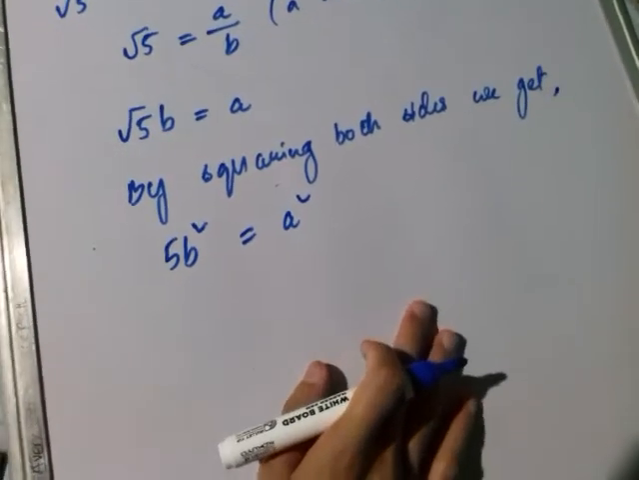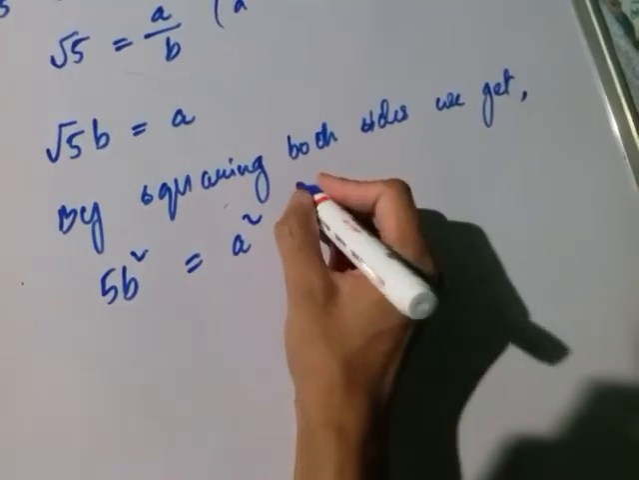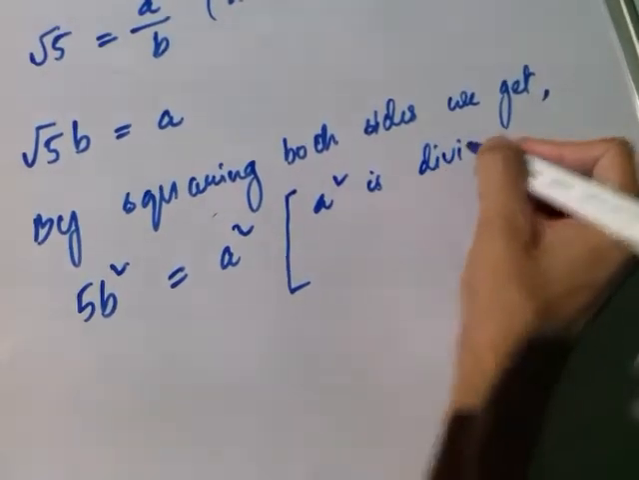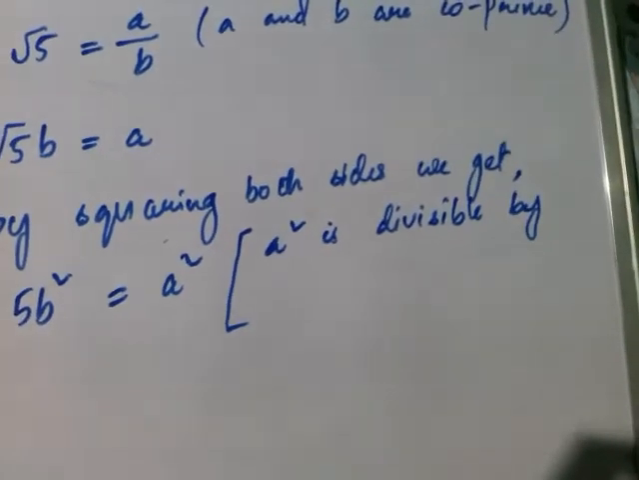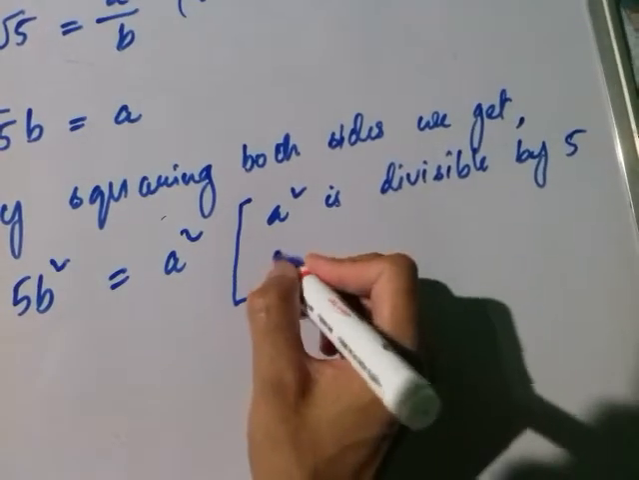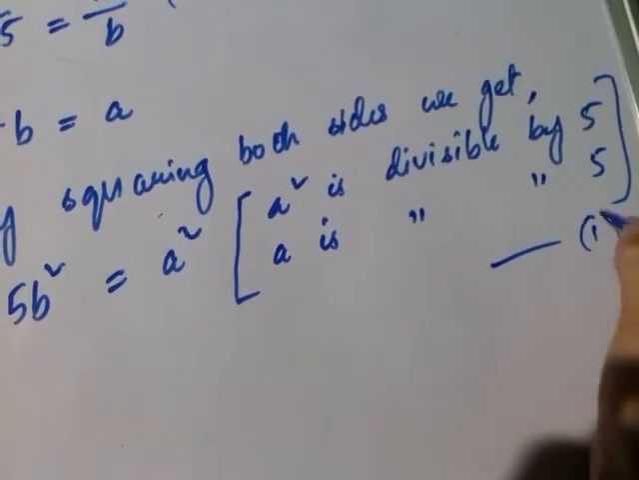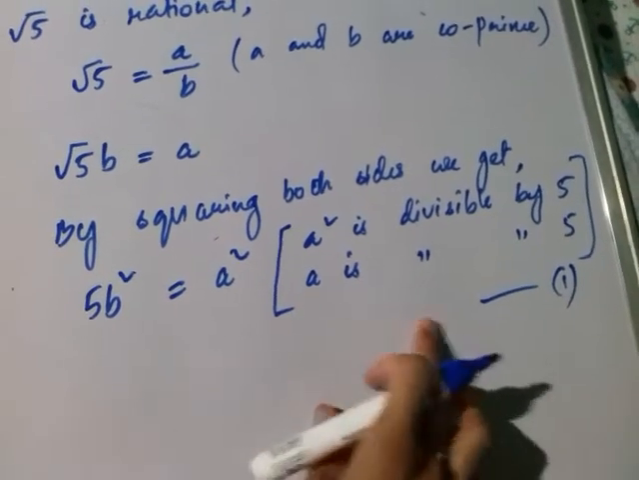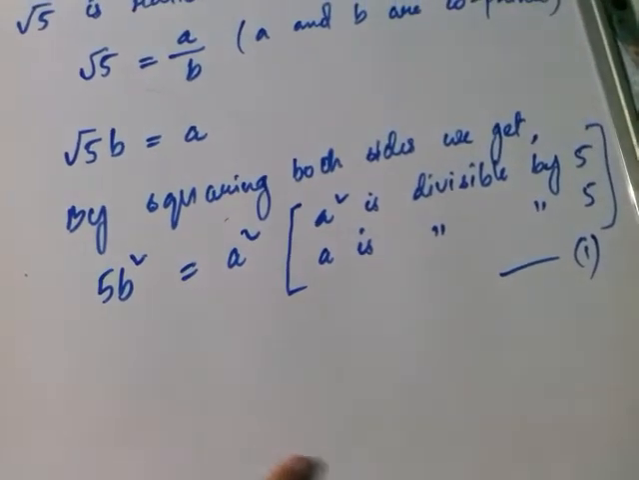And after that, you will write in this bracket: a square is divisible by 5, and a is divisible by 5. This will be equation number 1. Understand?